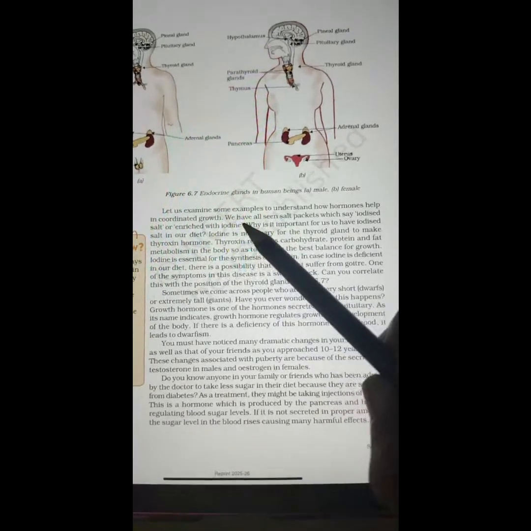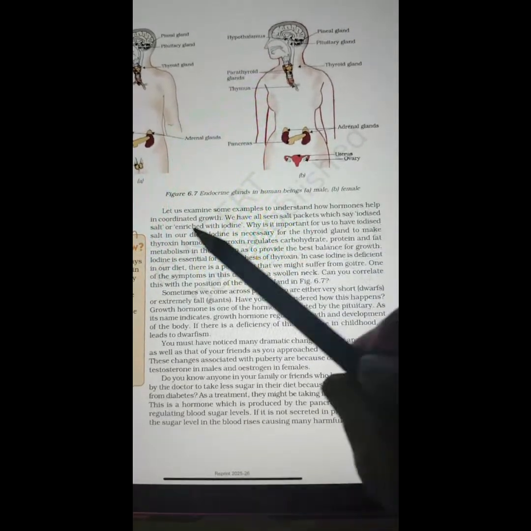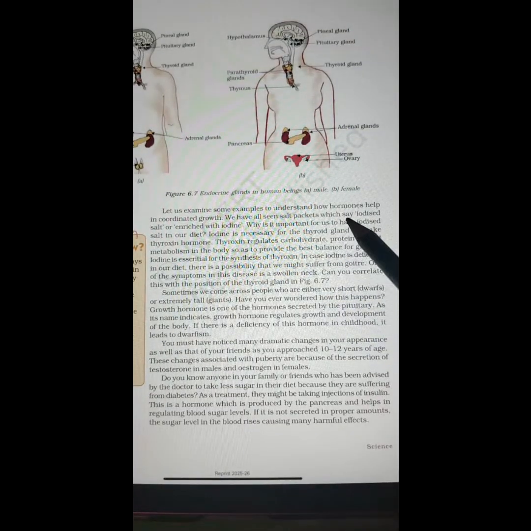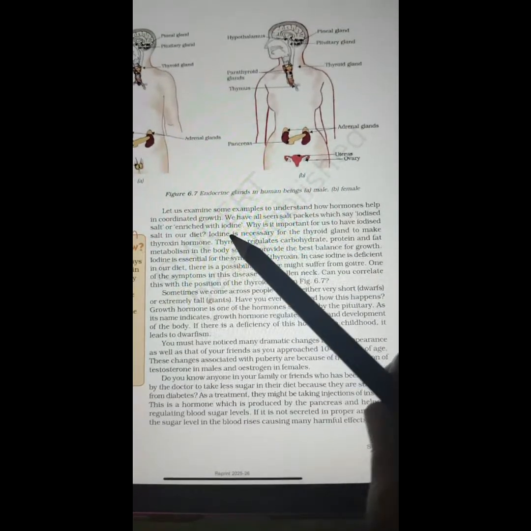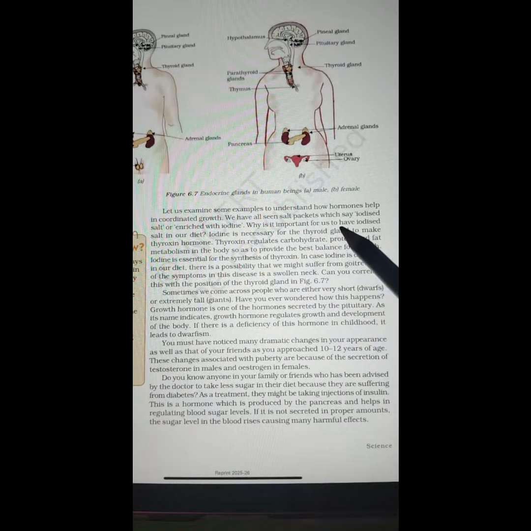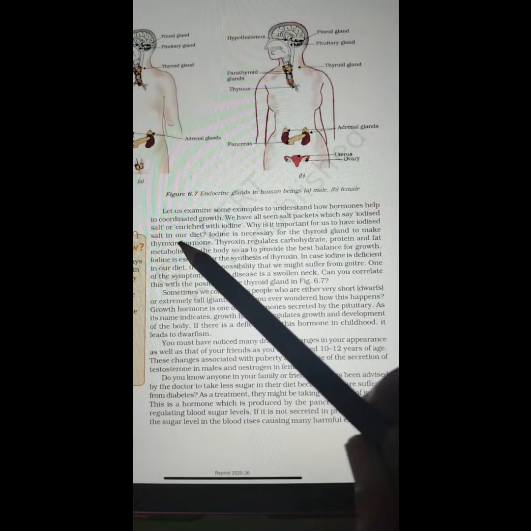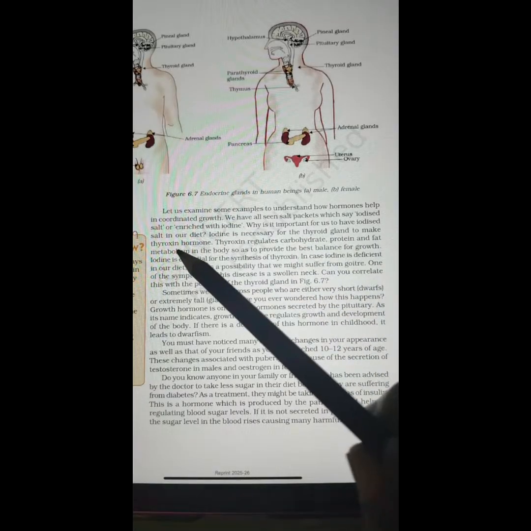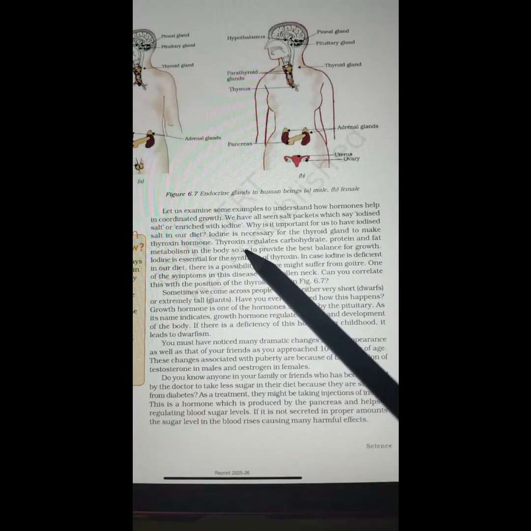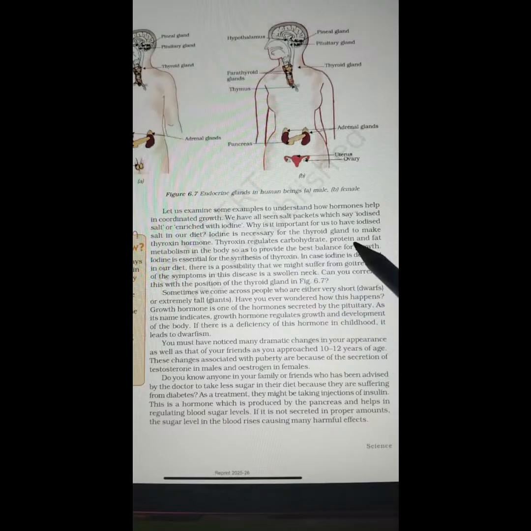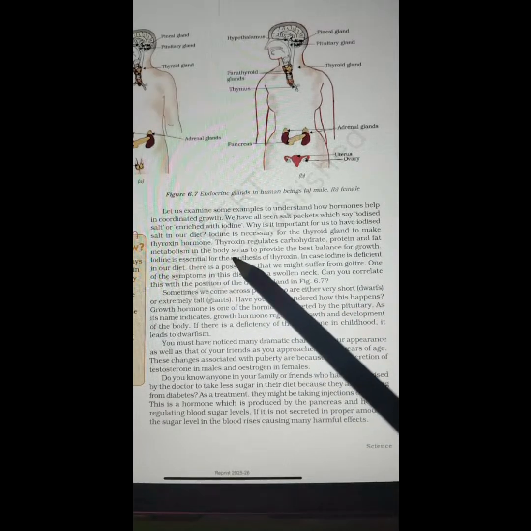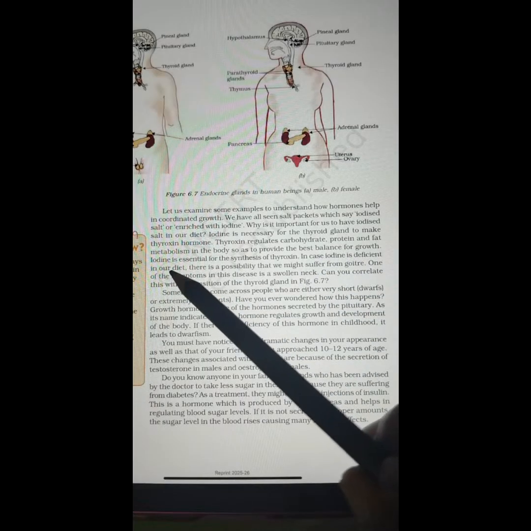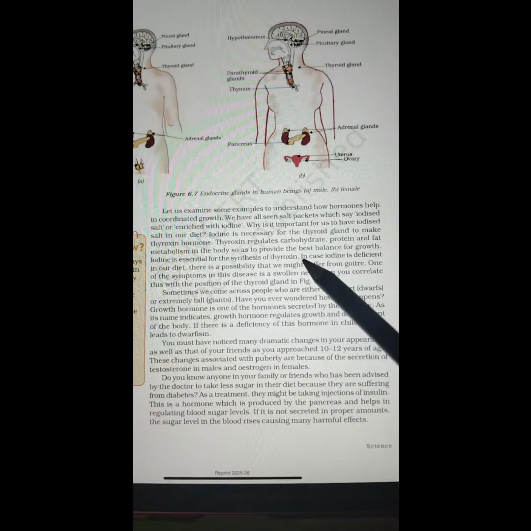Let us examine some examples to understand how hormones help in coordinated growth. We have all seen salt packets which say iodized salt or enriched with iodine. Why is it important for us to have iodized salt in our diet? Iodine is necessary for the thyroid gland to make thyroxine hormone. Thyroxine regulates the carbohydrate, protein, and fat metabolism in the body so as to provide the best balance for growth. Iodine is essential for the synthesis of thyroxine.